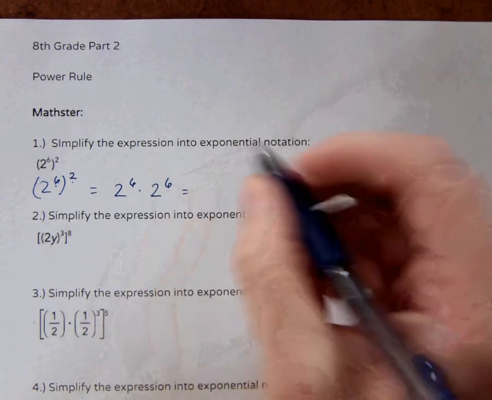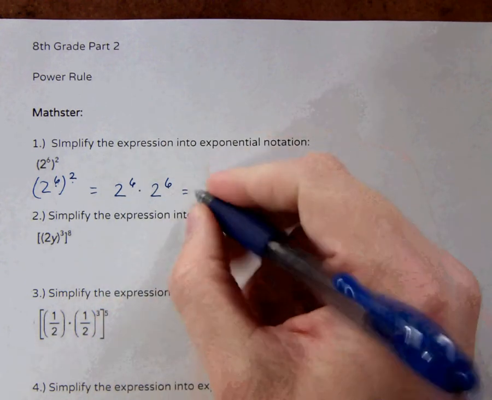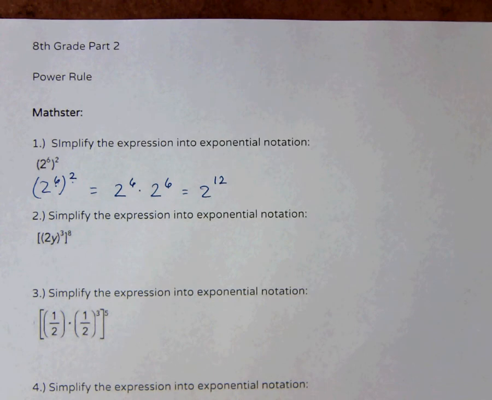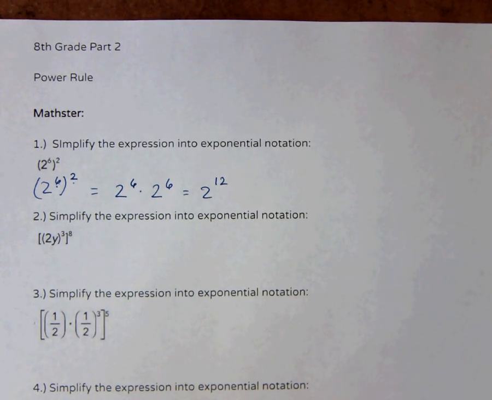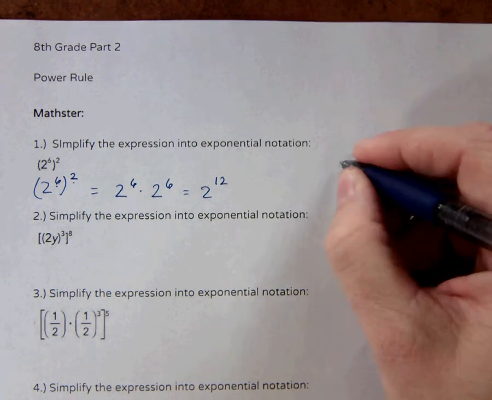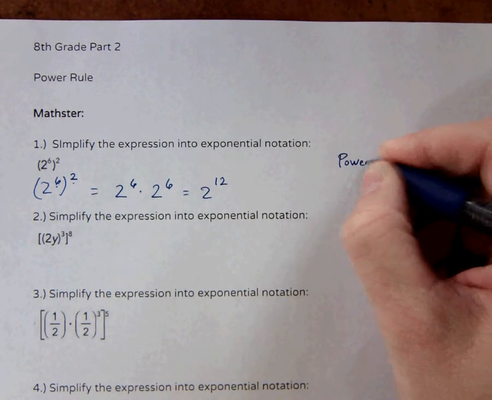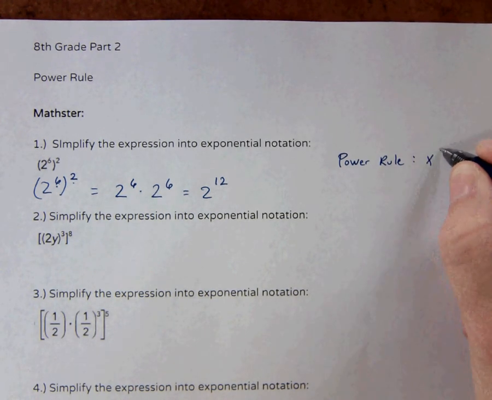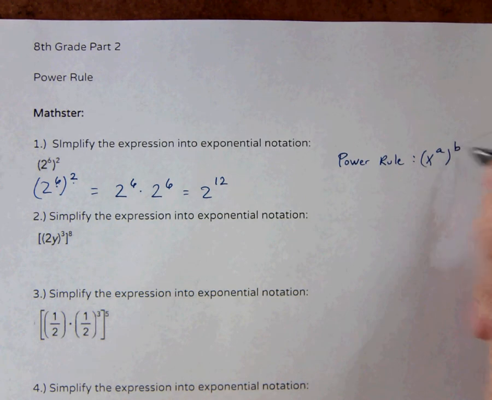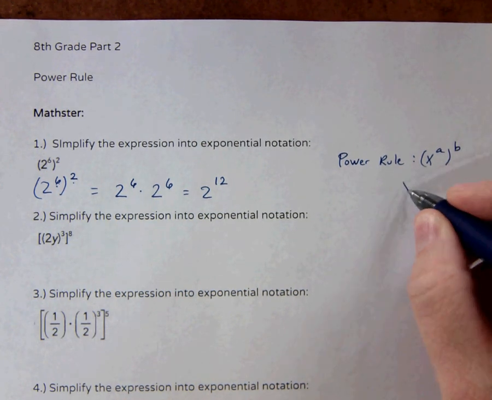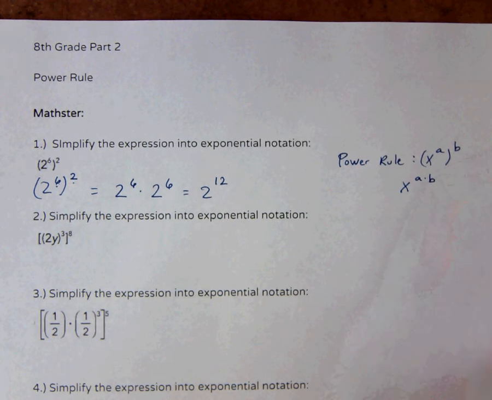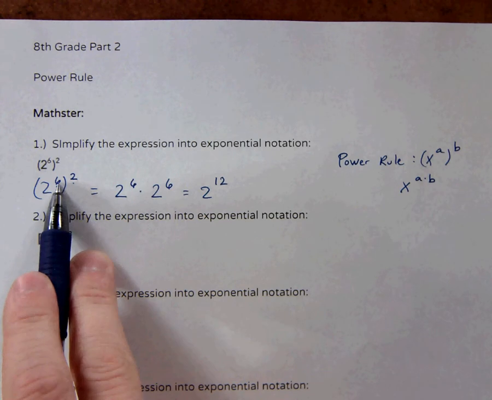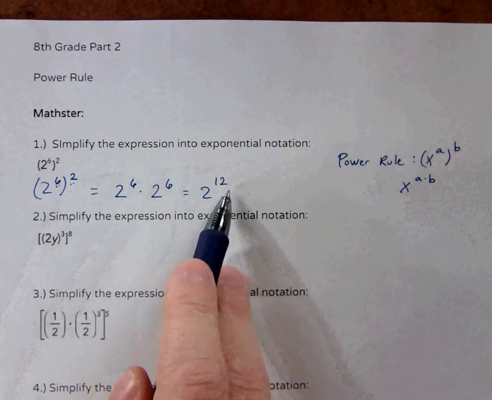And if I write it out like this, it makes a little bit more sense. 6 plus 6, 2 to the 6th power times 2 to the 6th power is 2 to the 12th power, based on the product rule. And that's where we get the power rule. So the power rule is if I have x to the a power raised to the b power, that's the same thing as saying x to the a times b power, which we can see here. In the sense that we could have just done 6 times 2, 6 times 2 is 12.